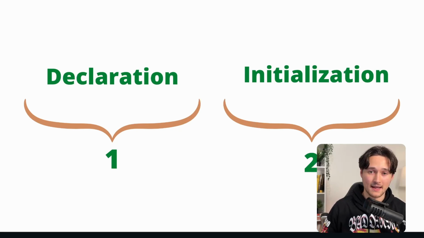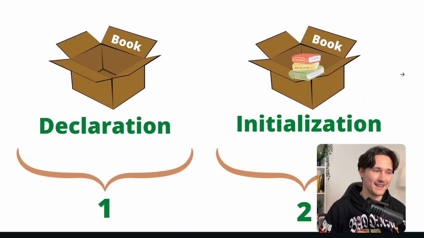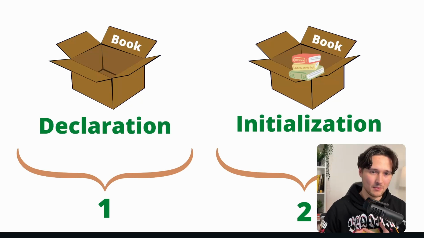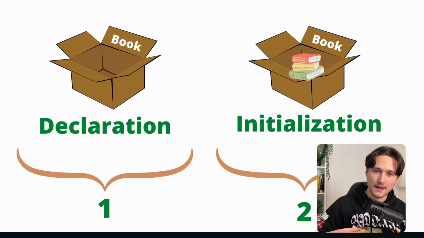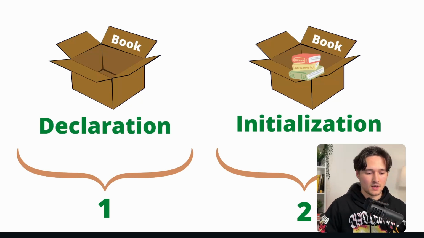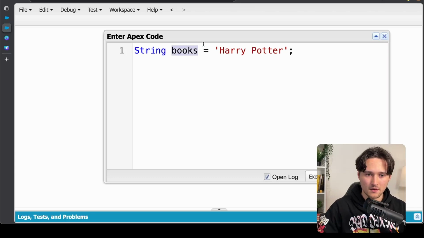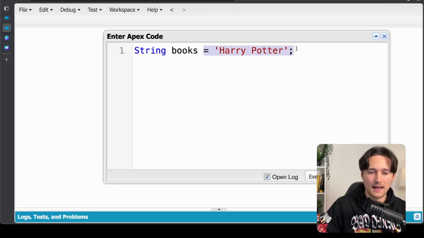It's declaration and initialization. Let's go back to our analogy with boxes. When you declare a variable, what you do is create the box and write the name on it. And when you initialize the variable, you put the value inside. So let me give you an example. This here is declaration. So you declare a variable, right? You put the type of the variable, and then you put the name of the variable. So basically you create a box. And then equal here, and this is where you put the value of the variable.